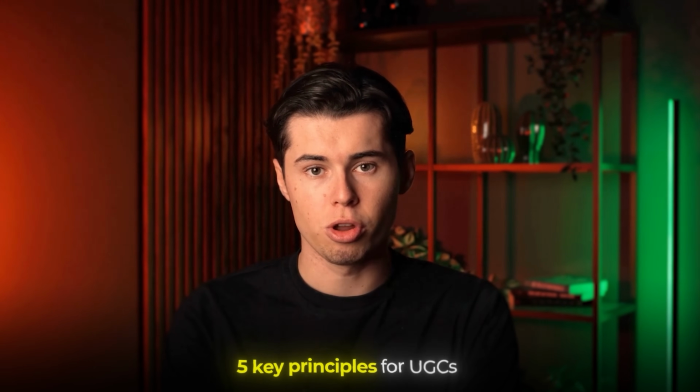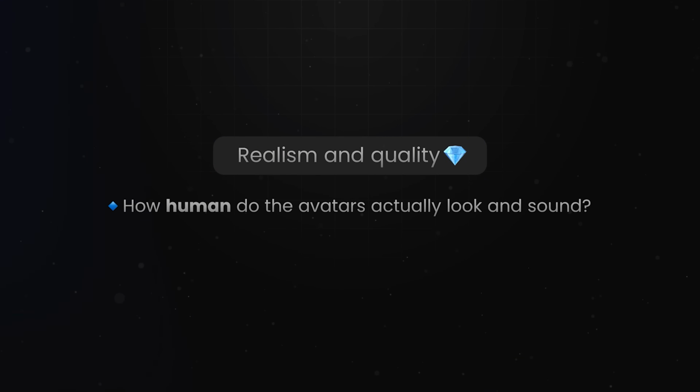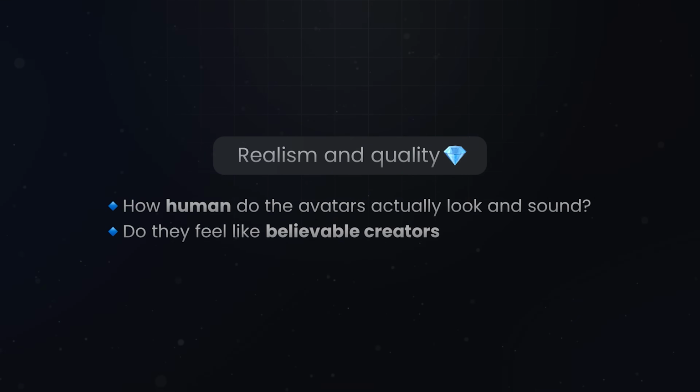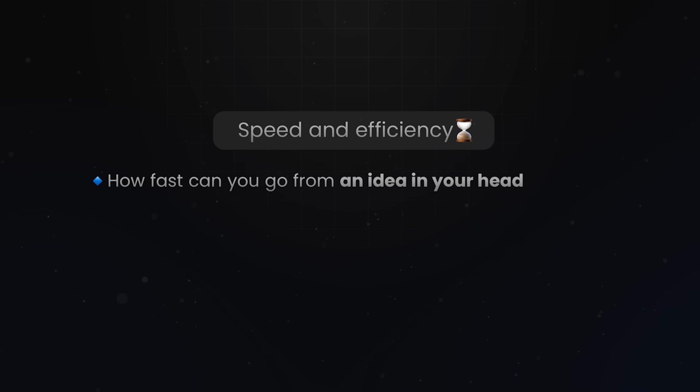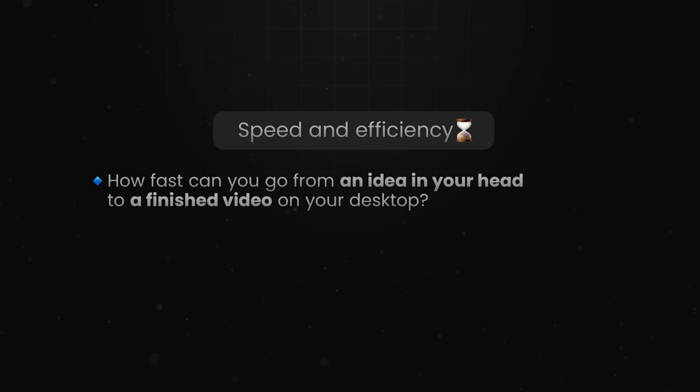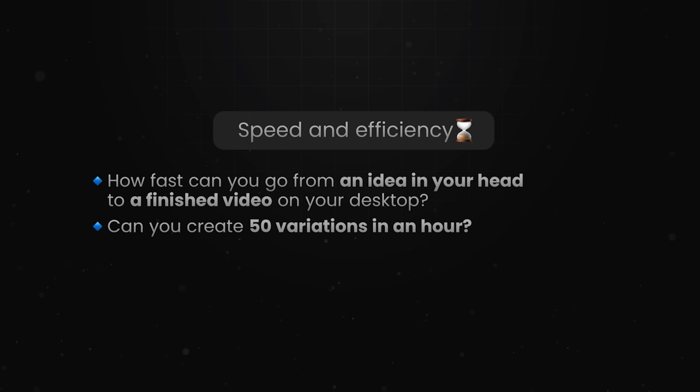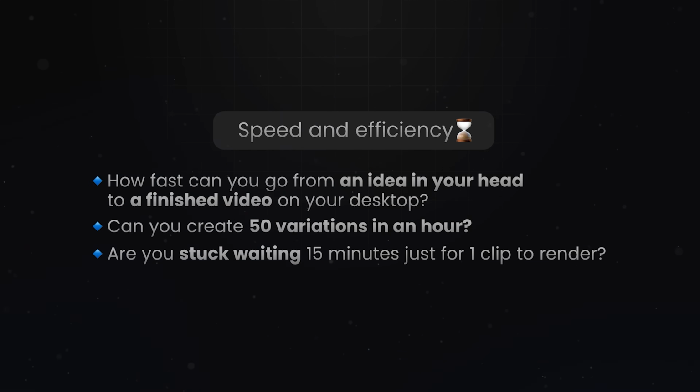And we're going to be testing them on the 5 key principles for UGC. First, realism and quality. So how human do the avatars actually look and sound? Do they feel like believable creators you'd trust with your ad? Or like robots reading off a teleprompter? Second, speed and efficiency. So how fast can you go from an idea in your head to a finished video on your desktop? Can you create 50 variations in an hour? Or are you stuck waiting 15 minutes just for one clip to render?